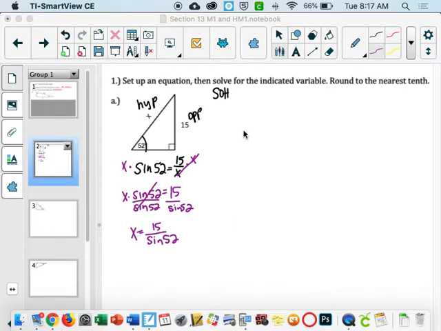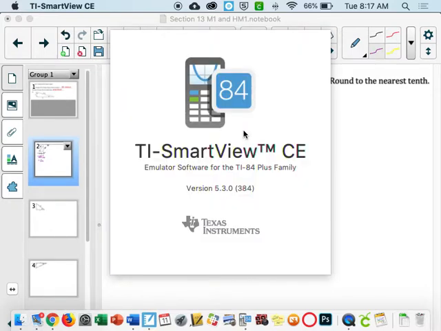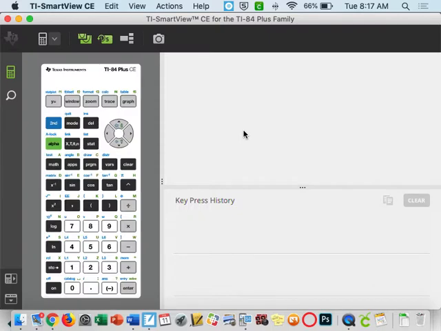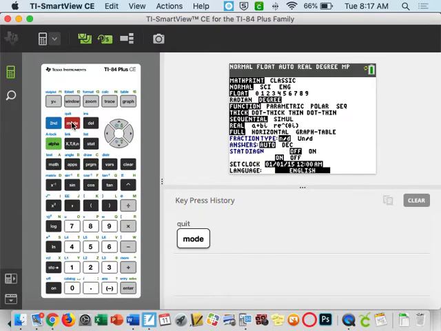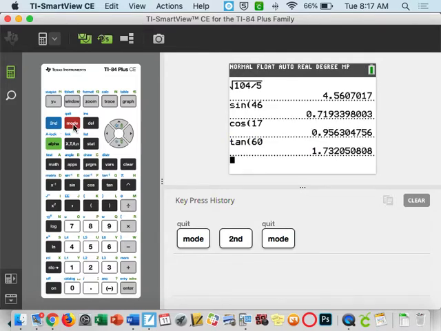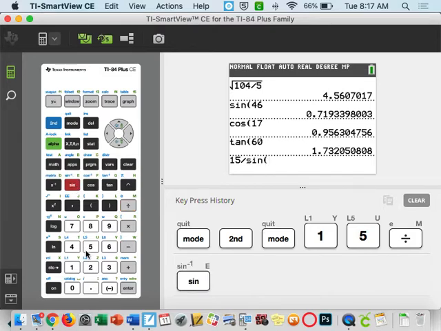Remember, on the graphing calculators, you want to make sure that you are in degree mode, not in radians. So to check that, you go to mode and make sure that degree is selected. I'll show you one more time. Click mode, and then you arrow down and make sure you're on degree. And then you can hit second mode to quit out of that screen. So we need 15 divided by the sine of 52.